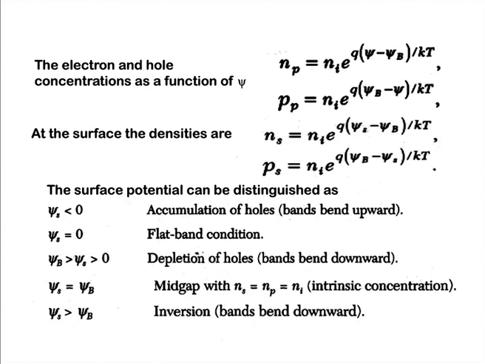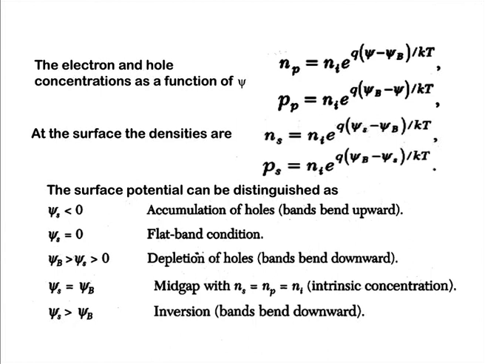So, based on this surface potential we can divide into 5 categories. In the first one, if surface potential psi s is less than 0, this case is called accumulation of holes, bands bend upward. In the second case, when psi s is equal to 0, this is called the flat band condition. Third case, if psi s is greater than 0 but less than psi b, this is called depletion of holes, bands bend downwards in this case.